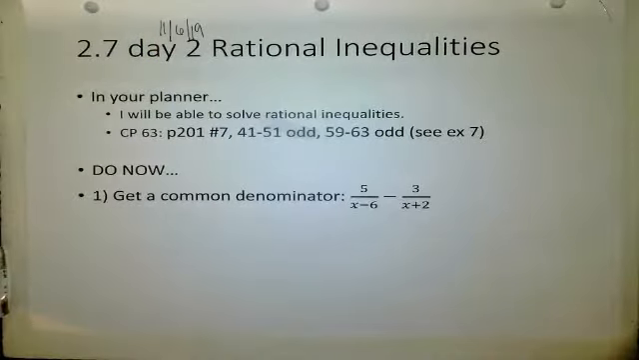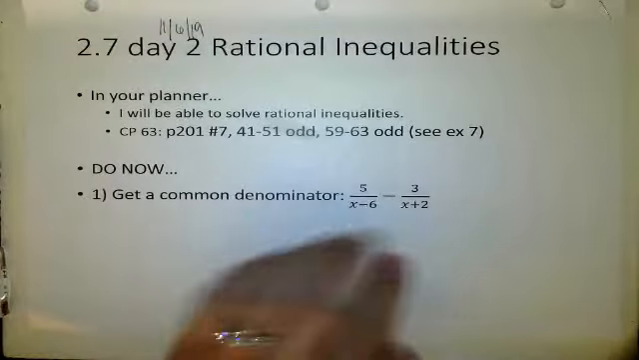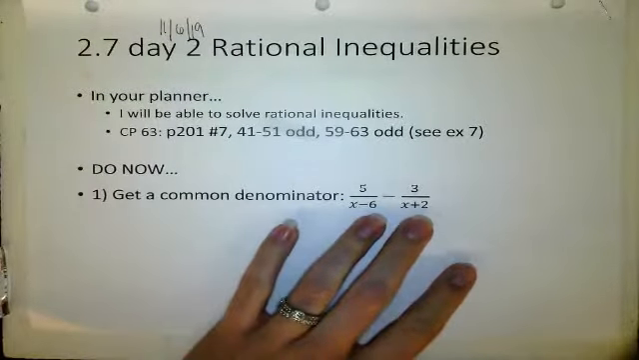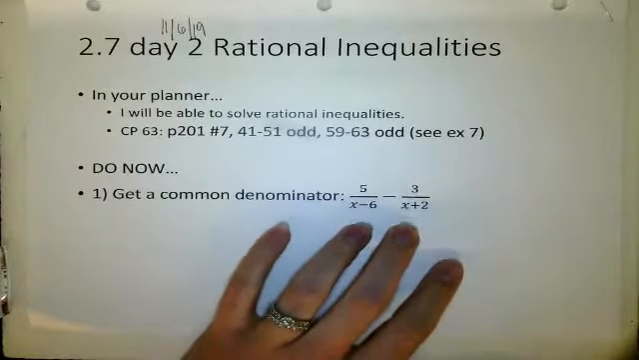So we're doing the same thing we did yesterday, except we have rational functions instead of just polynomials, where we're trying to find where the function is positive and where the function is negative, greater than 0 and less than 0. So we have the same idea where we need to find those critical points. Except today, we're not just factoring like we could do yesterday. Today, we have rational functions.